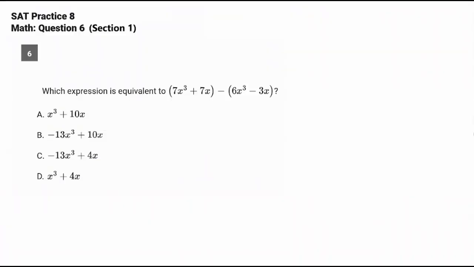This is SAT Practice Test 8, Math Section 1, Question 6. What's the level of difficulty here? It's easy. The first 7 questions of any Section 1 of any SAT are going to be easy. Which expression is equivalent to this big ol' mess? I'm going to show you 2 ways to do this.